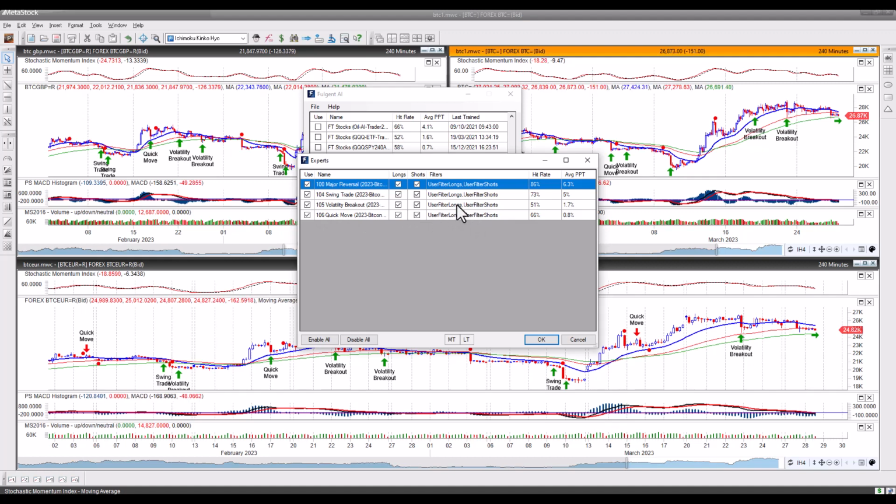Volatility breakouts can be for days to a couple of days long, and swing trades from days to weeks. Major market reversals can be from days to weeks to months. So you can see very high success rates. I like the major market reversal trading strategies. Very high success rate on trading Bitcoin.